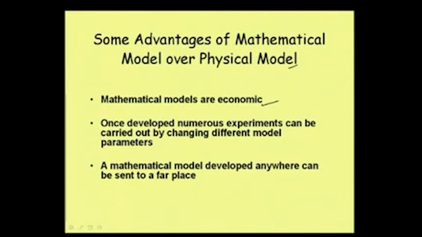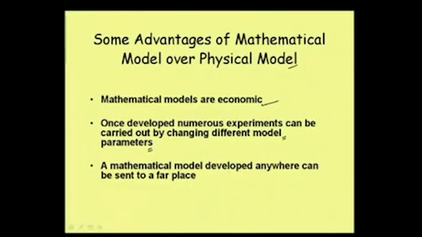And then once developed, numerous experiments can be carried out by changing different model parameters. So, in a river model, we want to see that if the width is reduced, what will happen? If the depth of flow is increased, if the discharge is increasing, how will the model behave? If we want to do it in a physical model, suppose we want to see if this bend is increased, then we need to reconstruct the model by making the bend larger, width larger, or if we want to make the width smaller, we need to again reconstruct the entire model. But in a mathematical model, we need not do all those things. What we need to do is just change the value of the parameter in the model. Just in one click we can make everything change, and then we can see how the model will behave for different situations. This is one advantage.